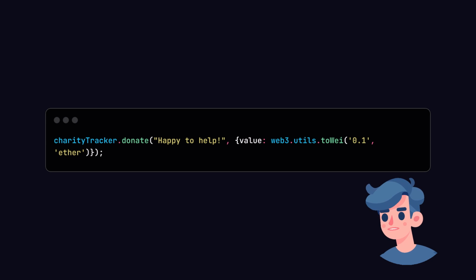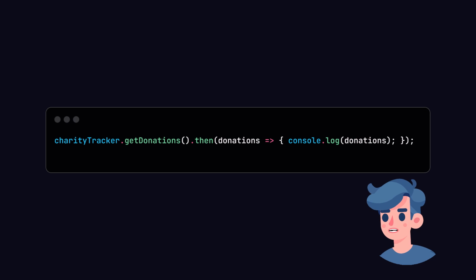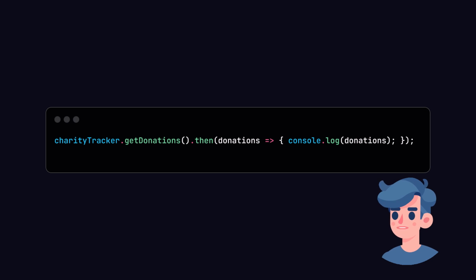Now let's make a donation. Use the following command, replacing the value of 0.1 Ether with your desired amount, and adding a message to accompany your donation. To retrieve the list of donations, we can call the getDonations function. The result will contain all donations made to the charity tracker contract.